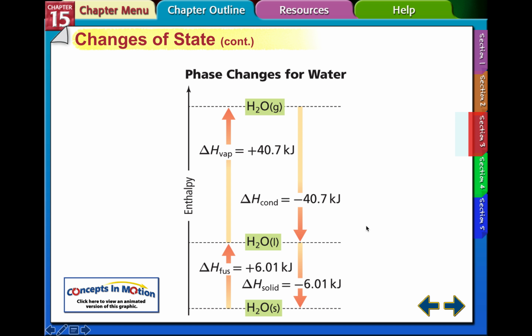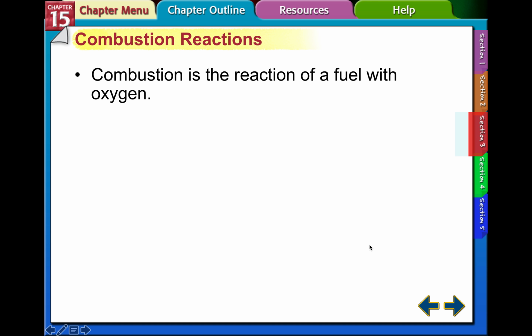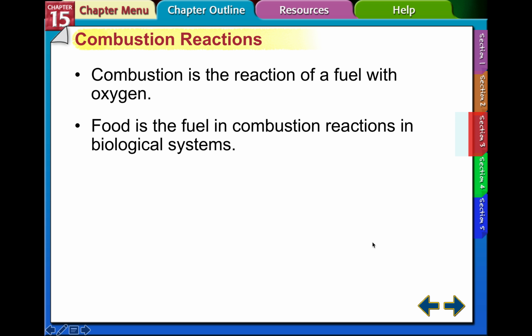Now here's a look at it in the enthalpy chart. So you can see between the different states of matter that you have the specific values, like for fusion down here and for vaporization. Combustion is a reaction of a fuel with oxygen. You guys already do know that. And food can be one of those options.